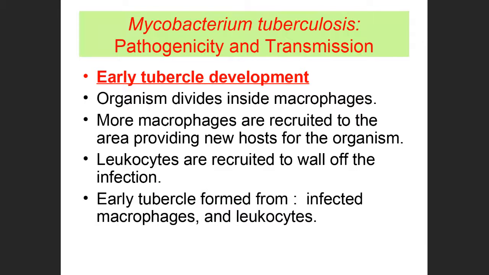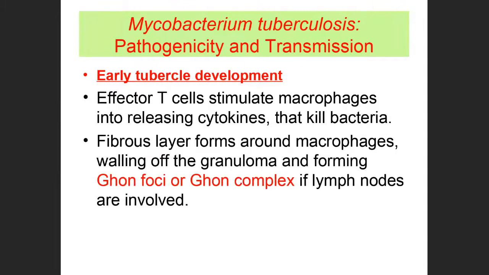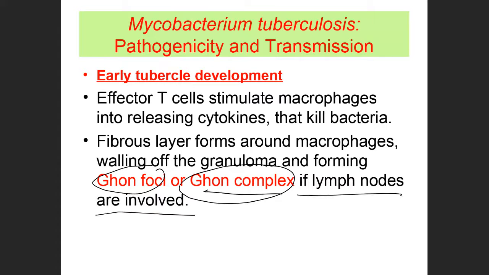Okay, so this is the early tubercle formed by the infected macrophages and other white blood cells that surround the infected macrophages. This is the early tubercle development, which is called a Ghon focus or a Ghon complex. A complex is if it appears also in lymph nodes.